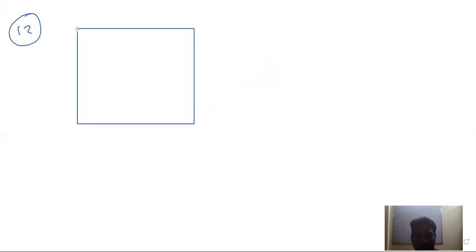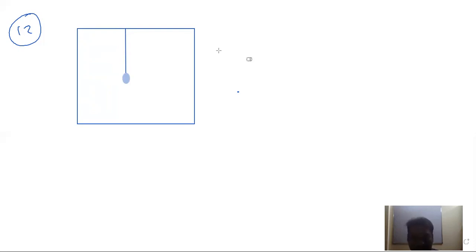Let us move on to our next question, which is 12th question. In 12th question, we have a plumb bob, which is hung from the ceiling of a train compartment. So let us show a plumb bob. This is train compartment. This is the bob, like this.